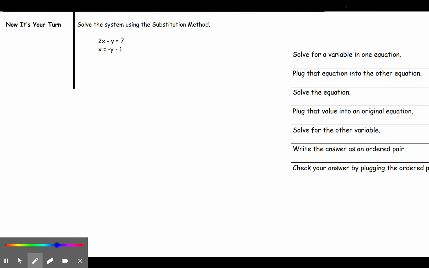All right, so let's take a look at another one. Actually, I want you to try to work your way through this one. Remember, I already have the first step done for you where I have a variable by itself, right? Solve for a variable in one equation. I have x by itself, you're set.